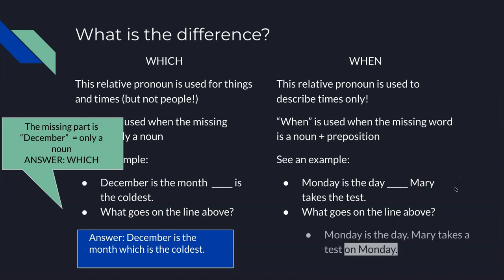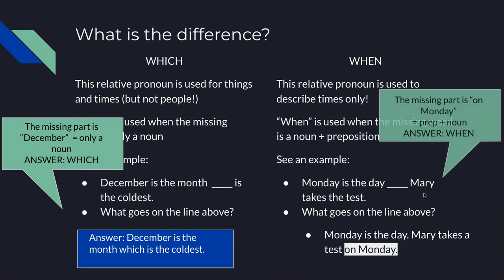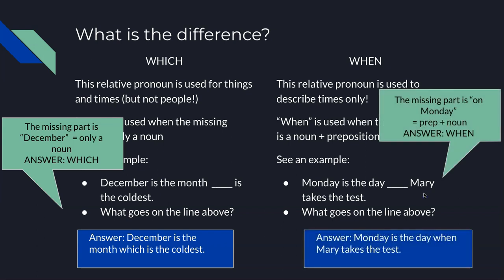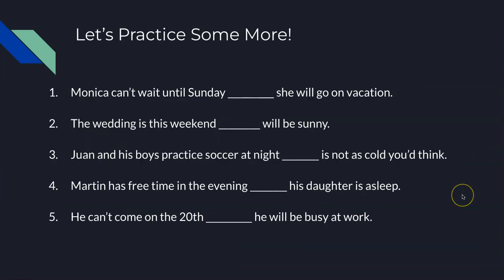Why? Because to separate them, when we have them as 2 clauses, that means that we need to say Mary takes a test on Monday. On Monday, we have a preposition here. So if we combine these 2 sentences and make this sentence with an adjective clause, it looks like this. We use when because the answer includes a preposition. Let's do some more practice.